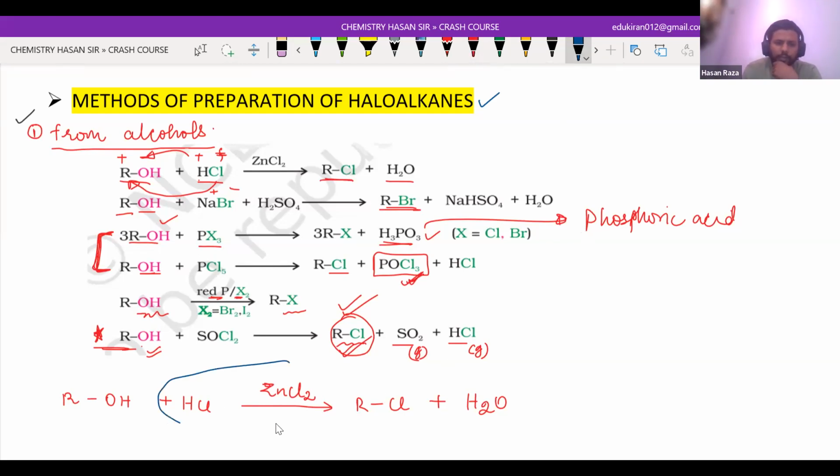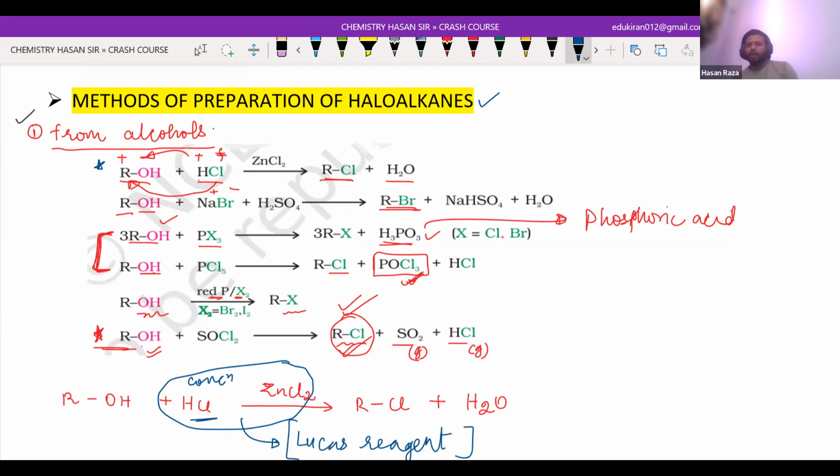Now see, this is a very important reaction. The first reaction is very important because concentrated HCl and ZnCl2 is basically the Lucas reagent, and we will study this Lucas reagent in the next chapter, alcohols. On the basis of this reagent, we can easily differentiate between 1 degree, 2 degree, and 3 degree alcohol. Do you remember? 1 degree alcohol, no turbidity. 2 degree alcohol, you will get turbidity after a few minutes. And 3 degree alcohol, you will get the turbidity immediately.